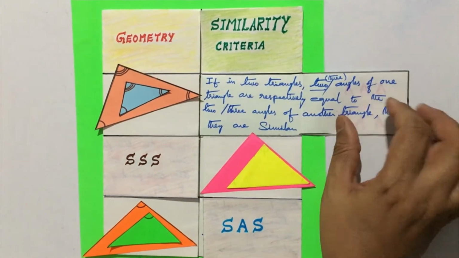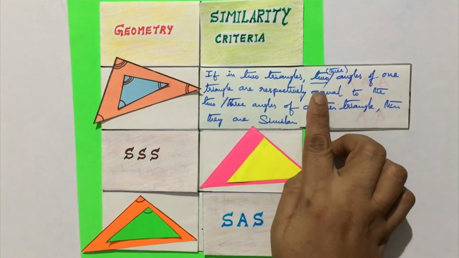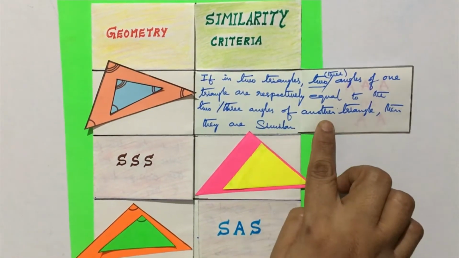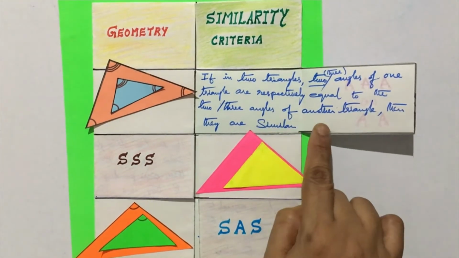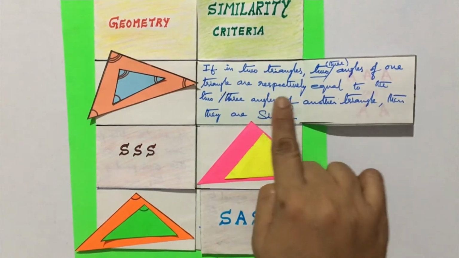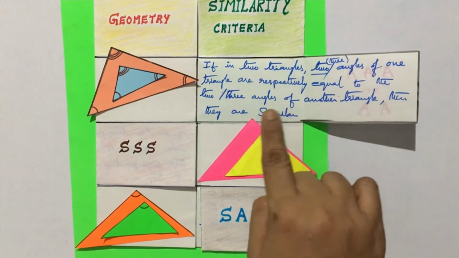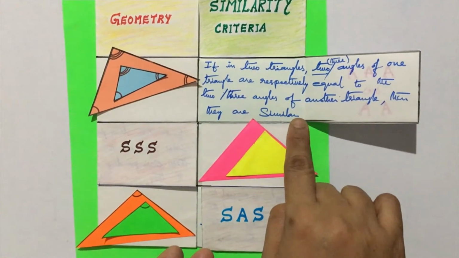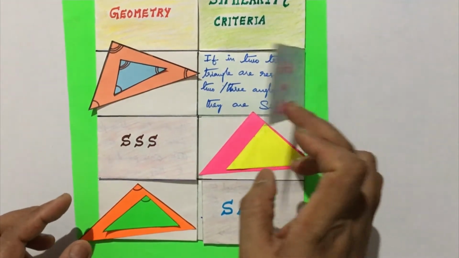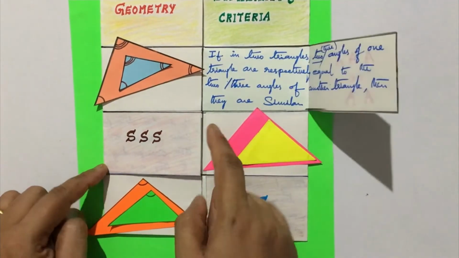AAA. This is nothing but if in two triangles, three angles of one triangle are respectively equal to the three angles of another triangle, then they are said to be similar. Coming to AA similarity also, if in two triangles, two angles of one triangle are respectively equal to the two angles of the other triangle, then we can say that those two triangles are similar to each other. Okay.